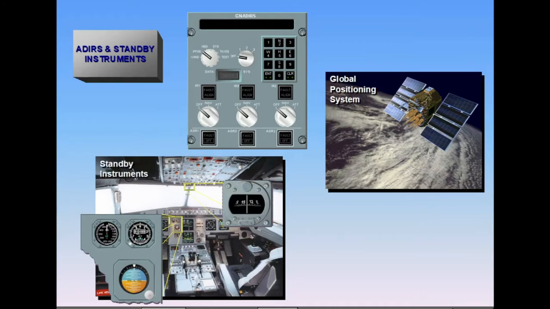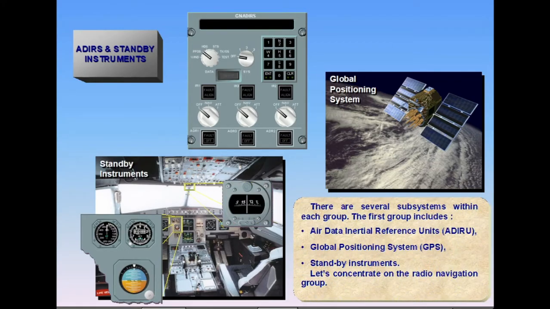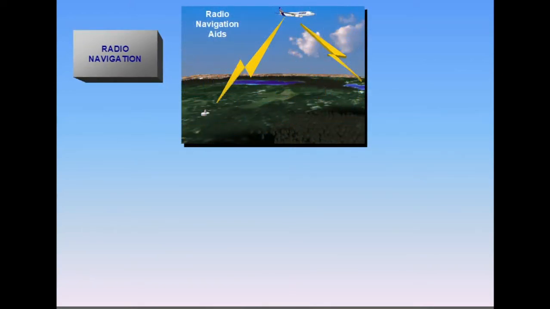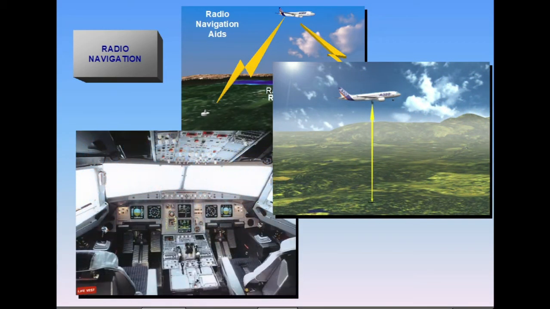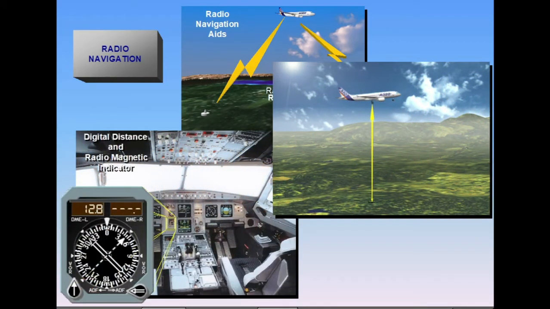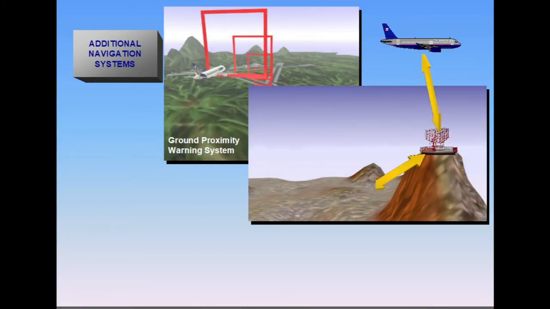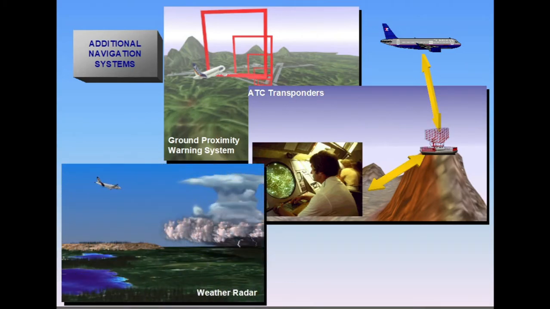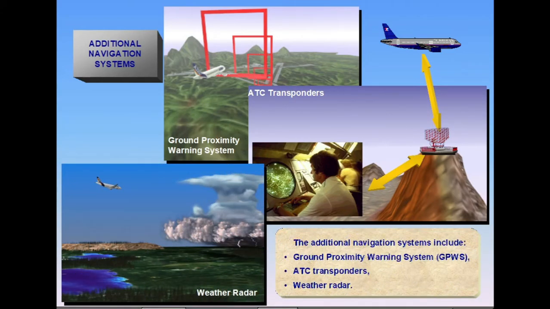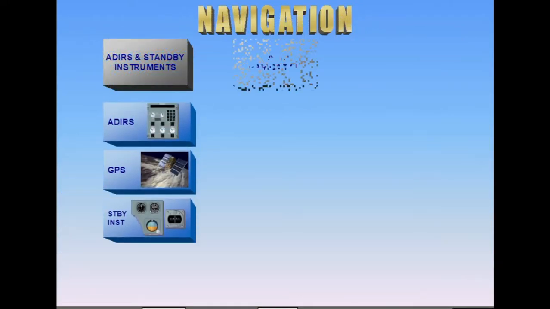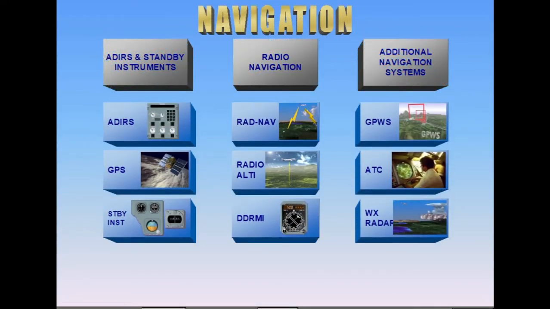Let's concentrate on the radio navigation group. The radio navigation group includes radio navigation aids, radio altimeters, and digital distance and radio magnetic indicator, DDRMI. The additional navigation systems include Ground Proximity Warning System, GPWS, ATC transponders, weather radar. These three groupings constitute the basis for the entire navigation system.